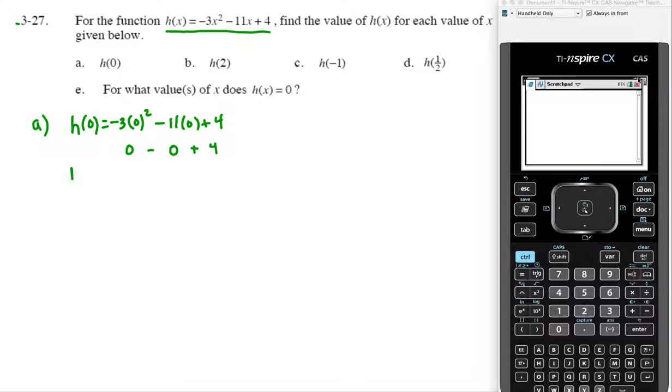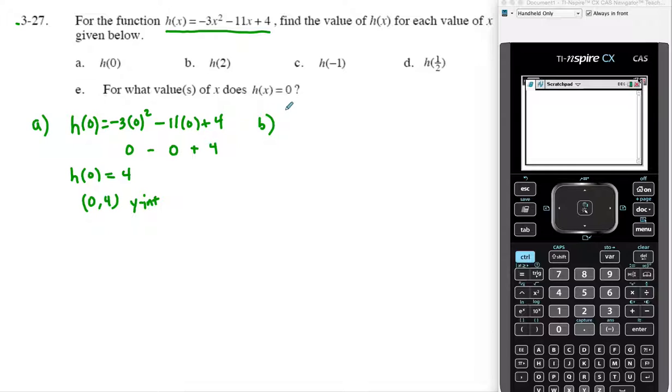So we know that when we put in 0 as our input, our output should be 4. This is the point 0, 4, which basically is your y-intercept, right? If you were to graph this, this is your y-intercept. All right, let's look at letter B when we've got h of 2.